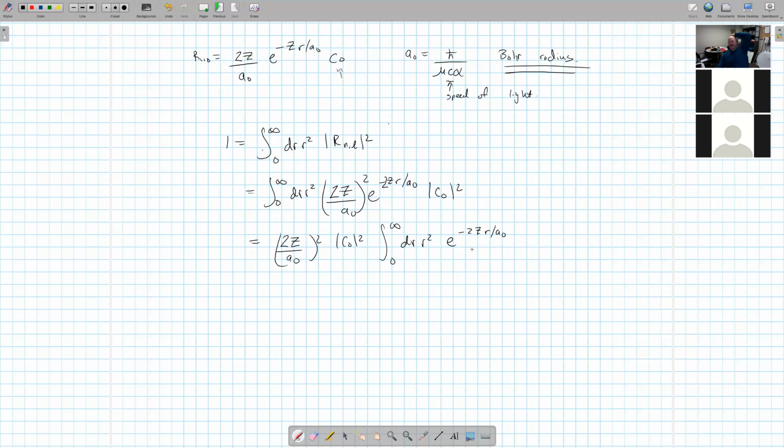Take an integral of an exponential, I just get what? The exponential back divided by the derivative of the exponent. So this is going to be (2Z divided by a_0) squared modulus of C_0 squared. And then I get a what? Negative a_0 divided by 2Z, all times e to the minus 2Zr divided by a_0, evaluated from 0 to infinity.